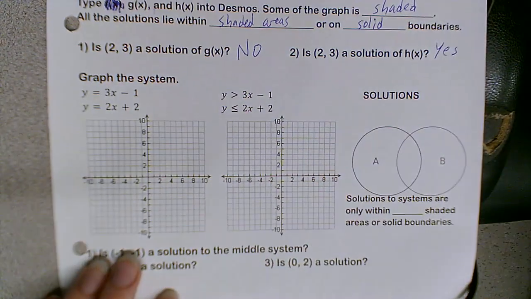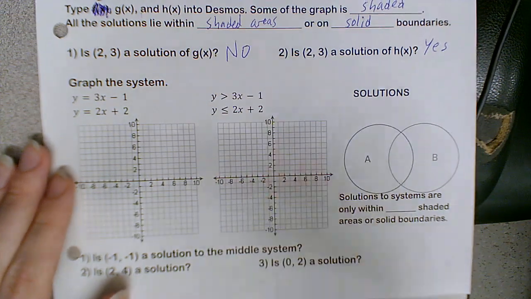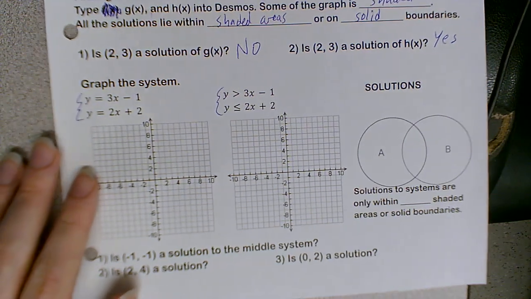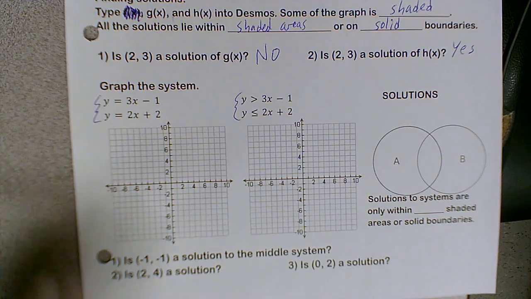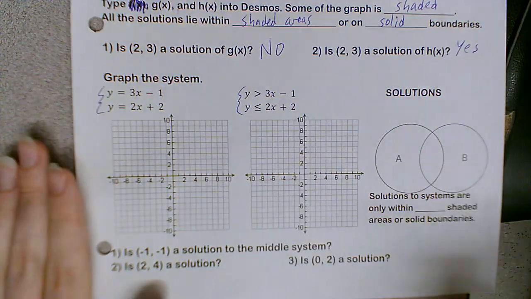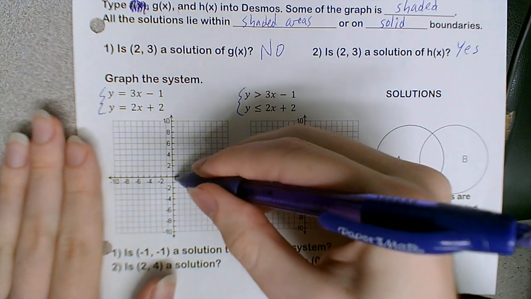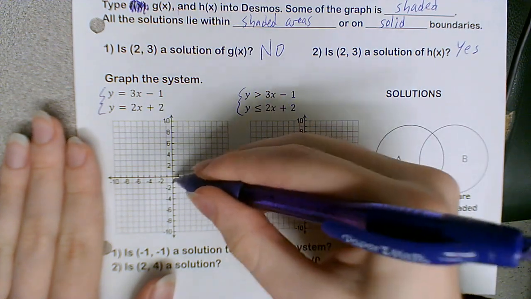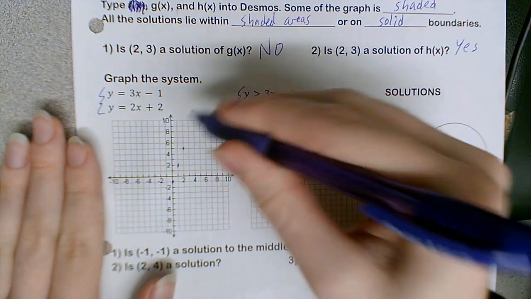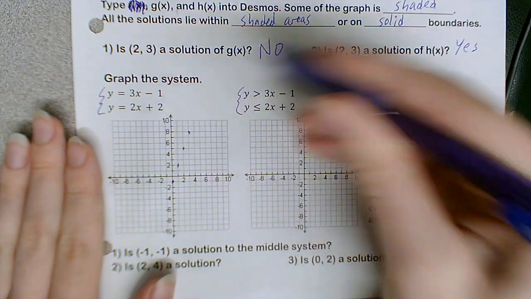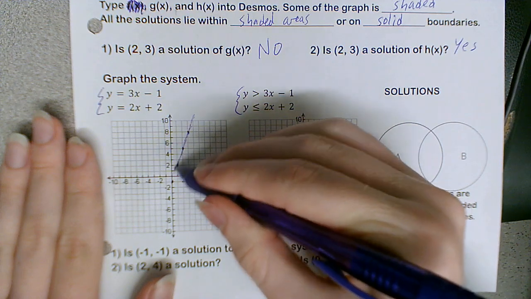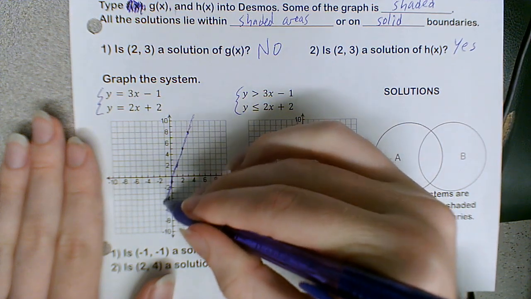So now we have to talk about systems. Systems have two equations or two inequalities that use the same x values and y values. So they're typically plotted on the same graph, which is what we're going to do here. So we have 3x minus 1, the same graph that we've been plotting. Solid line because it's an equal sign.